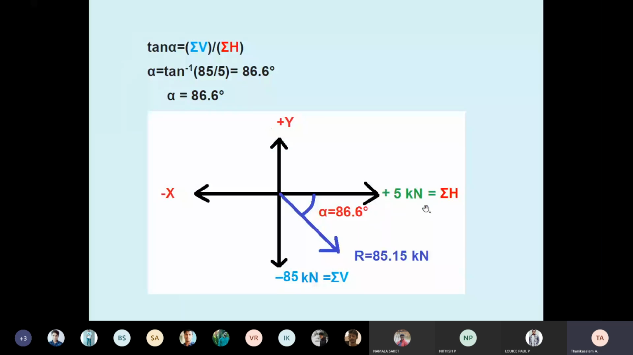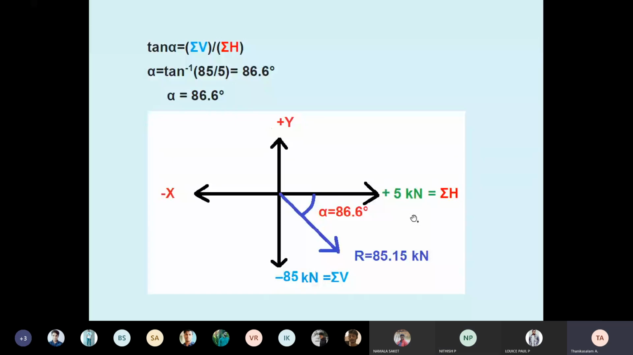That's why the final answer diagram: see here, summation of H is plus 5 kilonewton, summation of V is minus 85 kilonewton. Therefore, the resultant lies in the fourth quadrant. Students understand? Yes, sir. Did you get the point? Yes, sir.